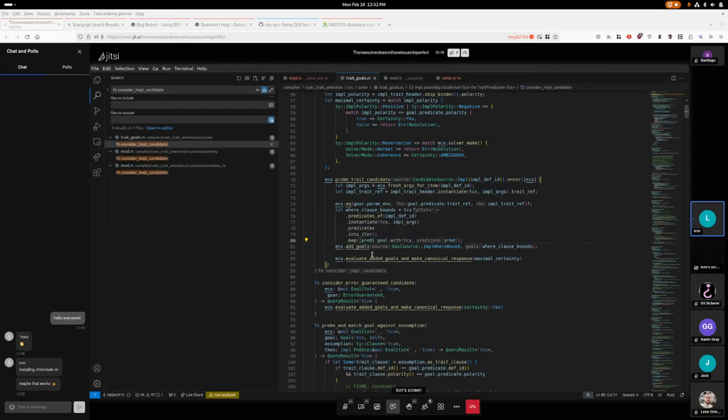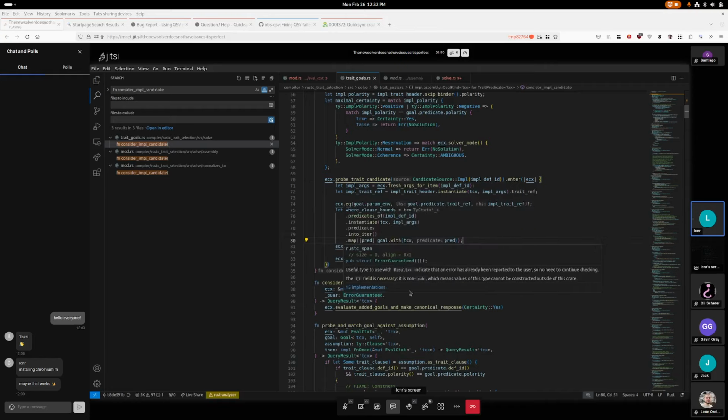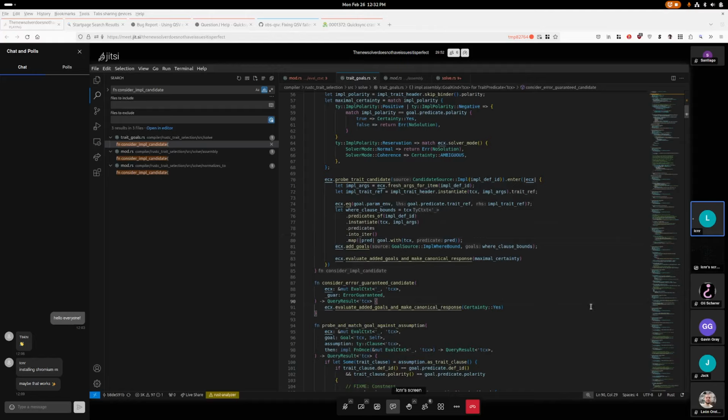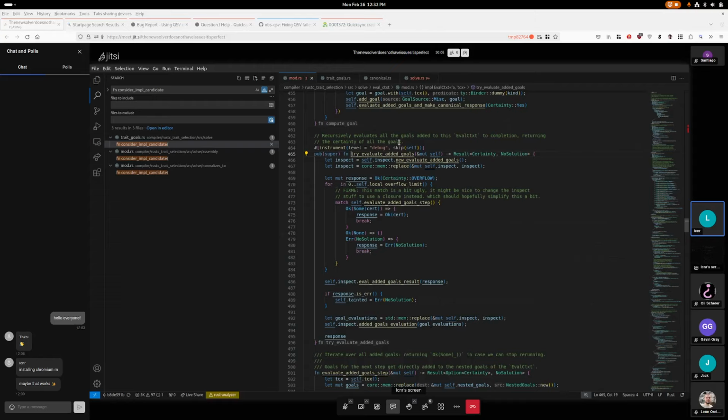And what that does is it puts all the goals in an internal storage in the evaluation context. And then only in evaluate added goals, which is like the select all or error pretty much, or well, it's select all or return ambiguity. So we only evaluate goals when having these explicit calls. This one evaluates everything in a loop.